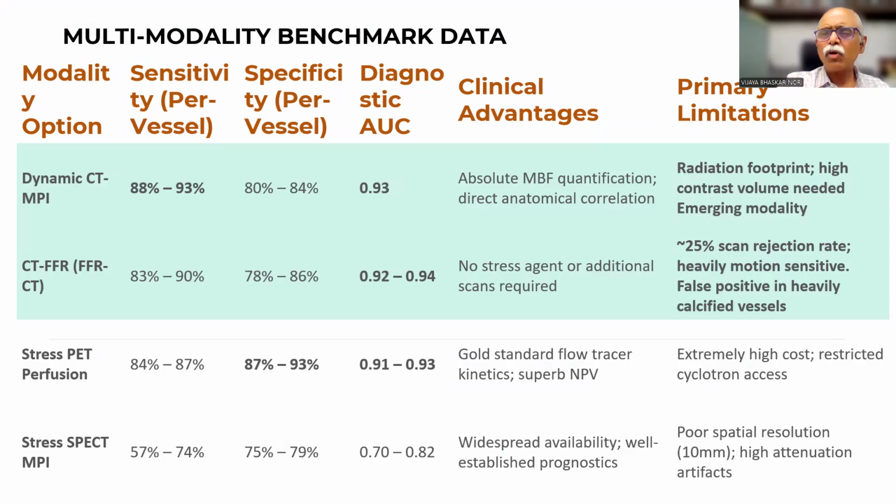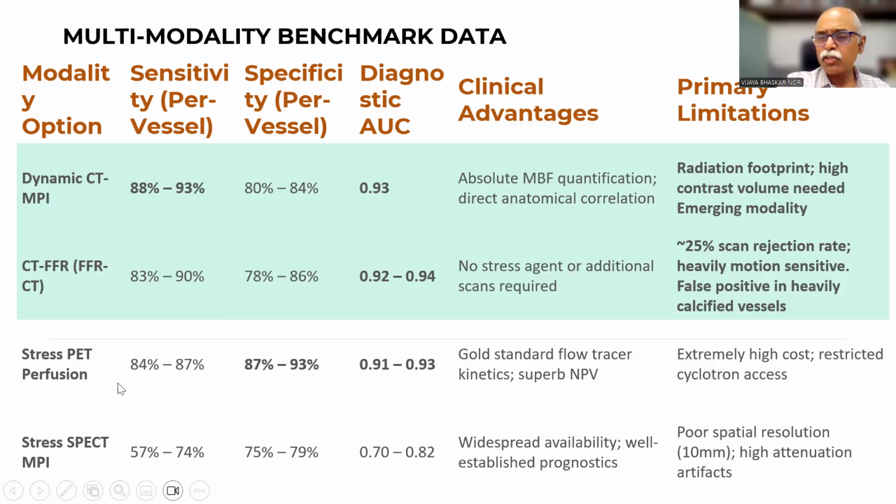Then what is the accuracy of dynamic CT myocardial perfusion? Sensitivity up to 93%, specificity 83% per vessel. Advantages: you calculate the absolute myocardial blood flow with direct anatomical correlation, but there is some problem of radiation. Now CTFFR has 90% sensitivity per vessel and 86% specificity. Advantages: no stress, no extra radiation, no additional scans required. But there is a 25% rejection rate because it is motion sensitive: garbage in, garbage out. A good quality study will give a good quality FFR. Any motion artifact or heavy calcium will cause a false positive study.